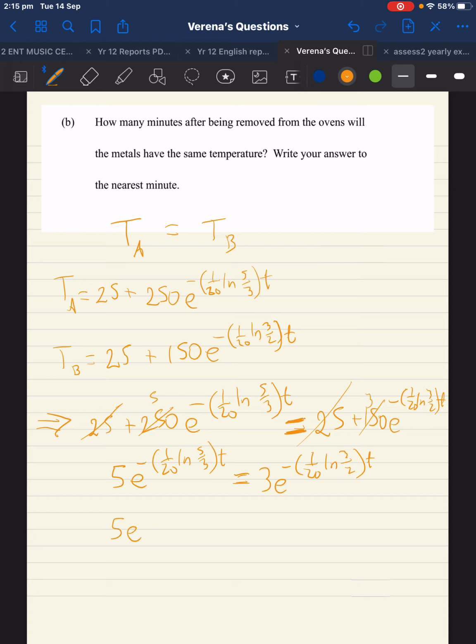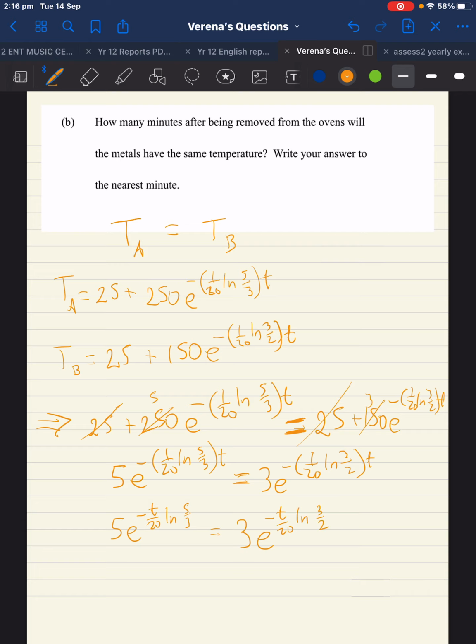Okay, so what am I going to... Okay, so we have a minus t on 20 ln 5 on 3. And over here, we have a... I'm going to write a little bit bigger, because it's easy to be confused with what's going on.